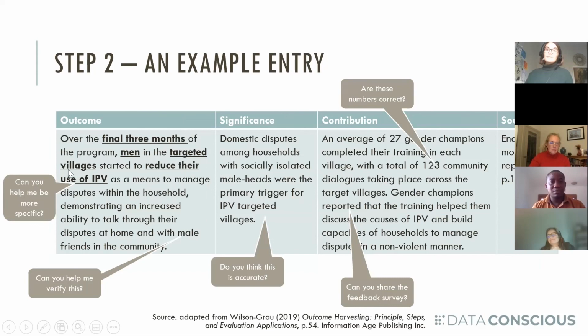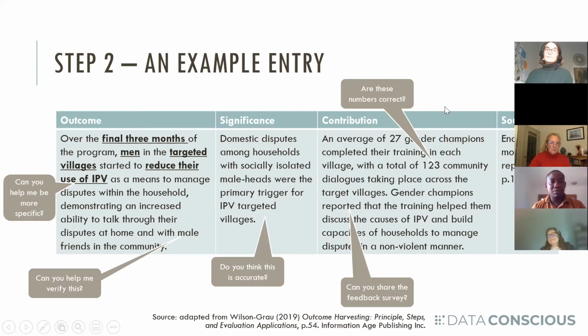What do you mean by reducing the use of IPV? What types of IPV? Can you help me verify that men were talking about their problems with community members and not just talking about something else? Can you tell me if this significant statement is accurate, or have I missed something in my understanding of the risk? Are the numbers correct? Can you share any kind of feedback surveys about what gender champions said?